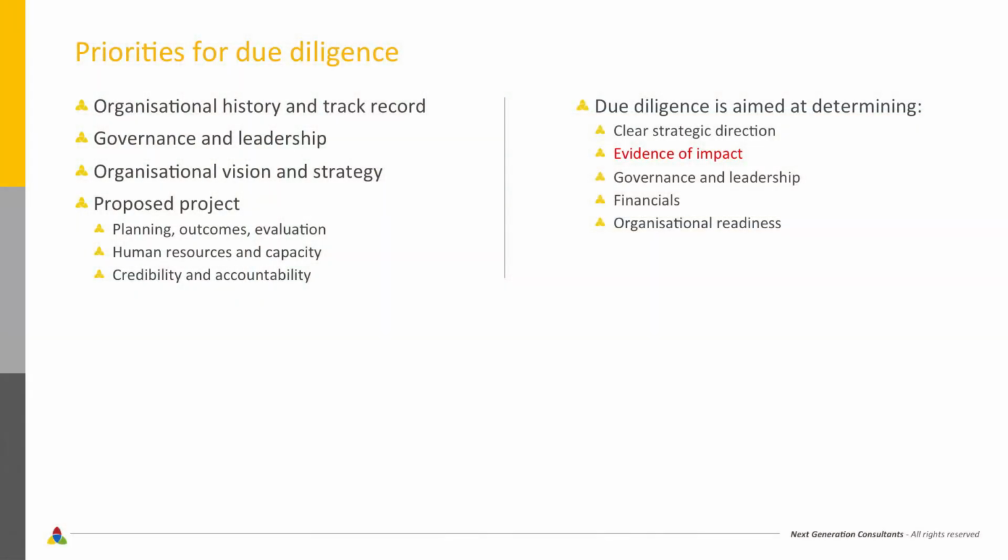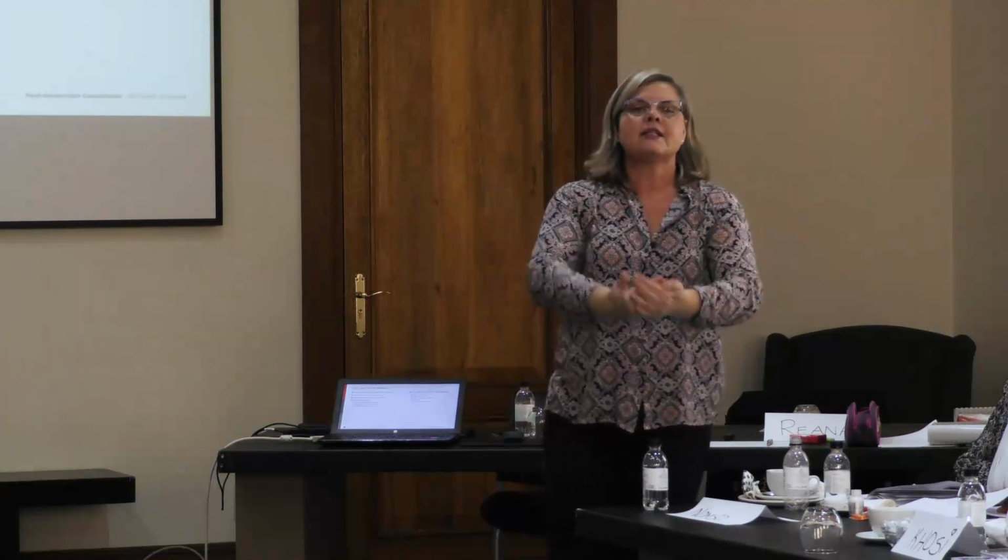So the point that I want to make here is, why do we want certain things? And so for me, there is an organization. The first thing you said, you want to know their history, their track record, their governance, their leadership, their vision, their strategy. But the real thing you want to know is, will they give me the outcomes I'm looking for? Not whether they've got a certificate. So that should weigh more. There should be more emphasis on that. And so my take on this is that you reconsider your due diligence approach, and that you look for clear strategic direction, that you look for evidence of impact.